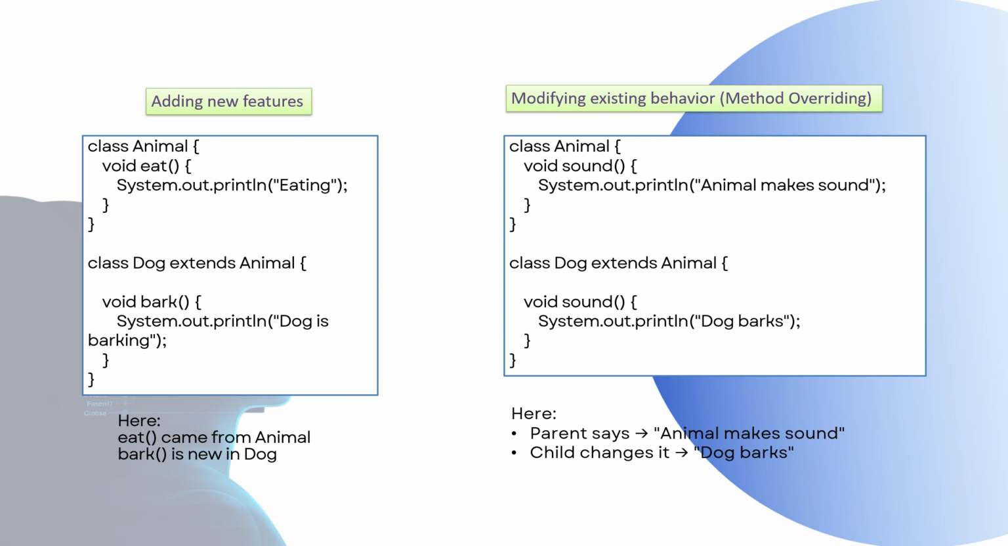Even though the method originally exists in the parent class, the child class modifies the behavior according to its own requirement. So this is how inheritance not only helps in reusing the code but also allows the child class to change or customize the existing behavior of the parent class using method overriding.